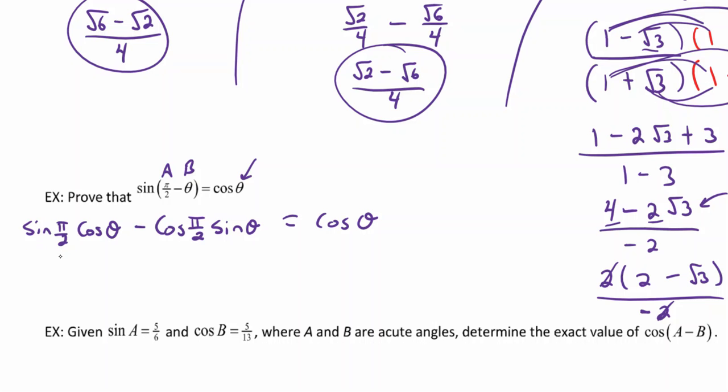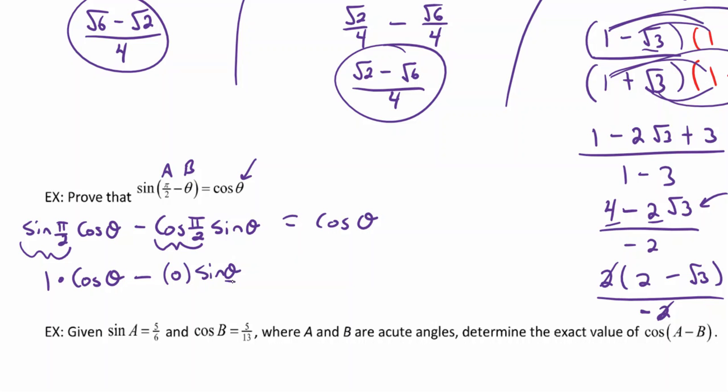So sine of pi over 2 is, well, that's 90 degrees, so that'd be 1 for my y value, or my sine value there. So that's going to be 1 times cos theta. And then minus, and here's where the magic happens: cos pi over 2. Well, my x value at pi over 2 is 0. So that's 0 times sine theta.